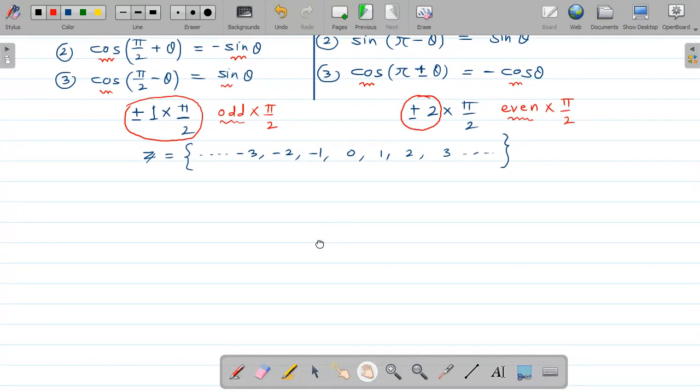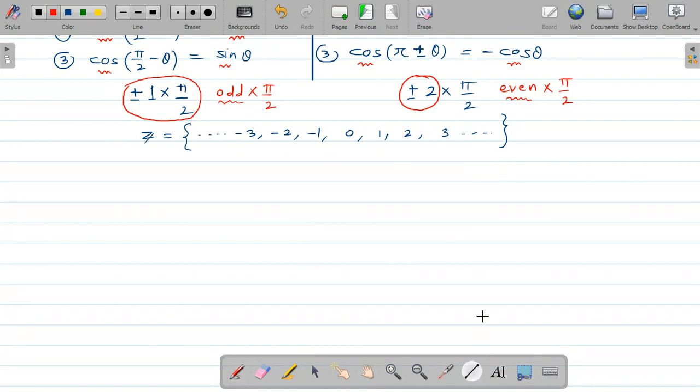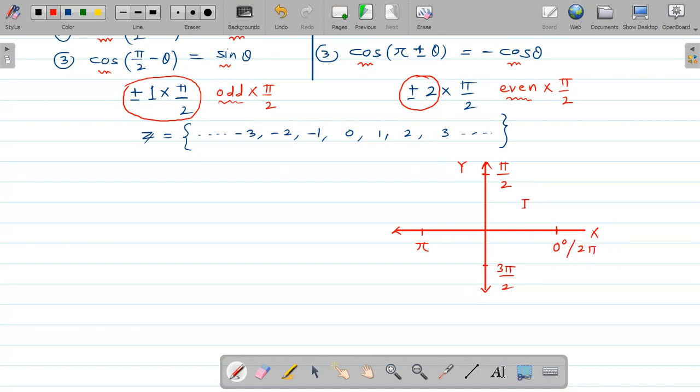See here, I will explain that first. See the quadrant now. How will you decide the quadrant? Suppose I take the x axis and y axis like this. This is the y axis, this is the x axis. Here the angle is 0 degree, here it is pi by 2, here it is pi, and here it is 3 pi by 2, and here again it is 2 pi. Now this is the first quadrant, this is the second quadrant, this is the third quadrant, and this is the fourth quadrant.